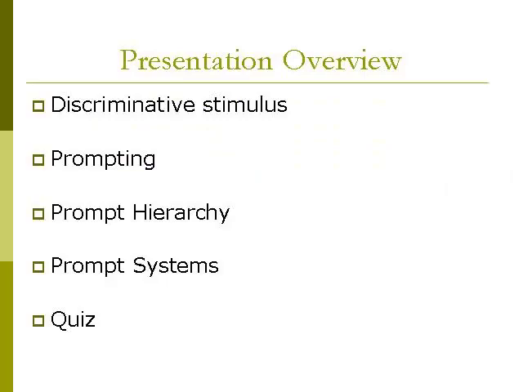Let's first look at the presentation overview. The first thing that will be discussed is a discriminative stimulus and what that is. Next, we'll talk about prompting. The third thing will be the prompt hierarchy. Fourth is prompt systems. And finally, there will be an online quiz at the end of the tutorial that you will submit, and it will be evaluated prior to the week 5 class. This quiz will be discussed in class briefly and used as an assessment to ensure that you understand all the information that's presented here.